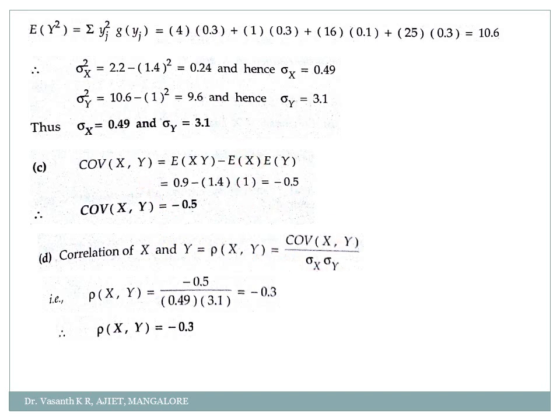But in this question there were some two additional questions. We have to check whether they are independent random variables.